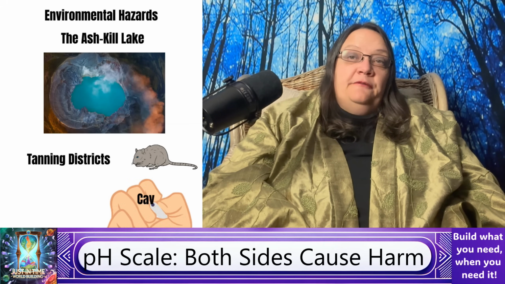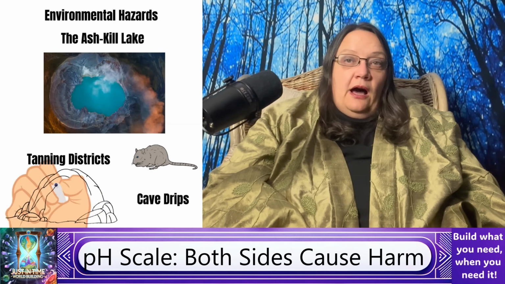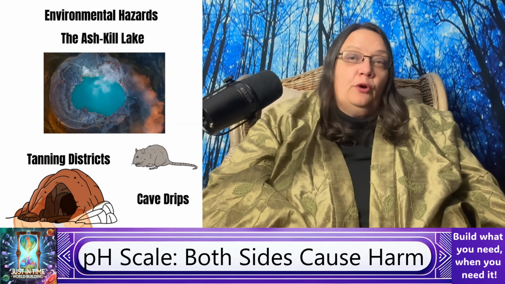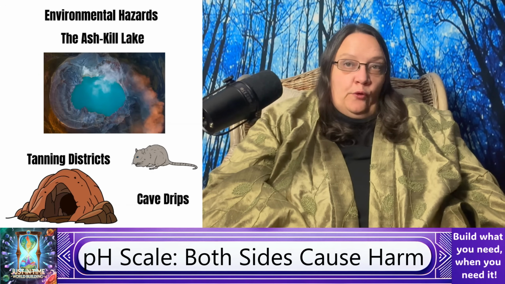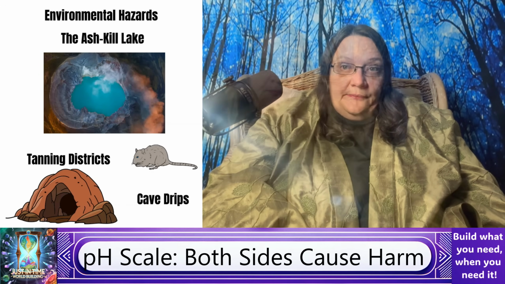And then there's cave drips. In limestone caves, moon milk or highly alkaline water can blind explorers if it drops into their eyes. Conversely, acid caves formed by sulfuric vapors can melt boots and lungs.